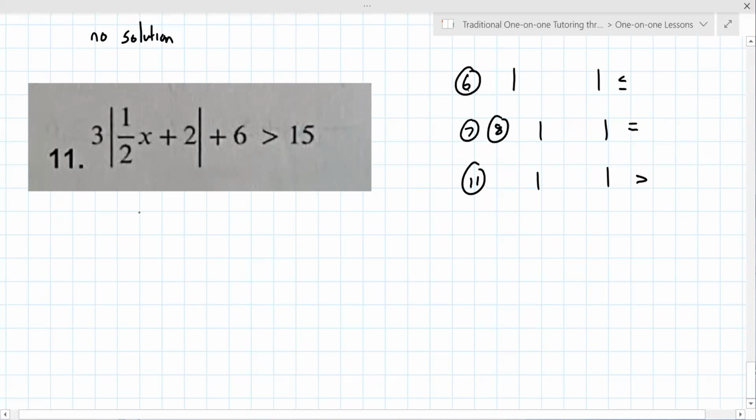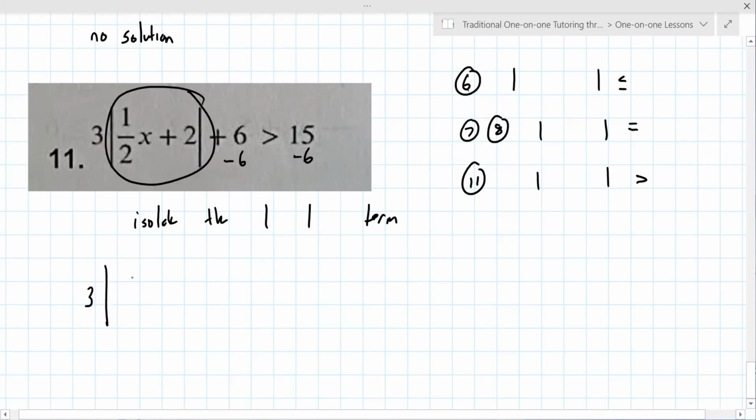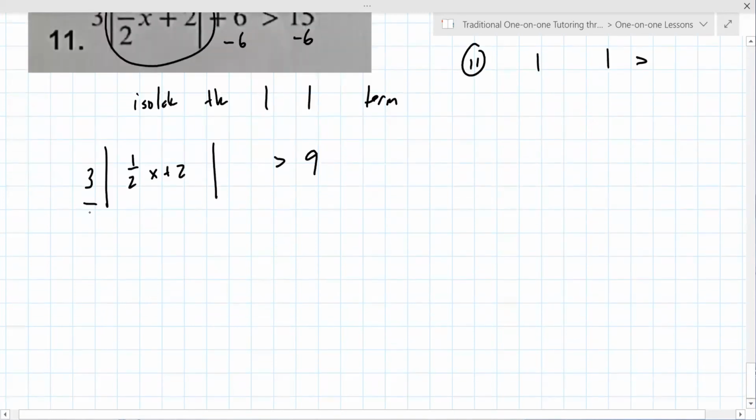So you still isolate the absolute value term. This one here, you're going to undo by subtracting 6. So you have 3 absolute value 1/2 x plus 2 greater than 9. And then you divide by 3, 1/2 x plus 2 greater than 3.